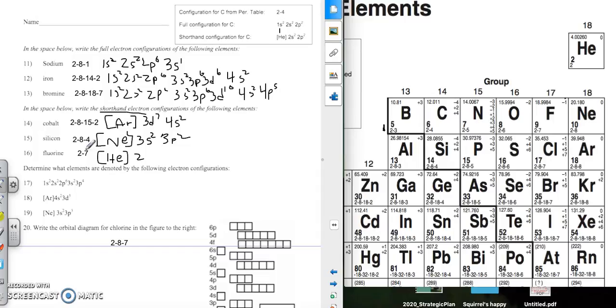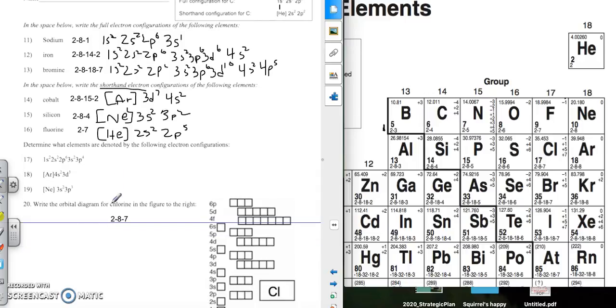So now we're just going to place these 7 electrons into the 2s. 2 electrons can go in the 2s, and then the remaining 5 of those 7 electrons can go into the 2p. So there you have it. Okay. Now, these next few questions are not quite as tricky. Determine what elements are denoted by the following electron configurations.